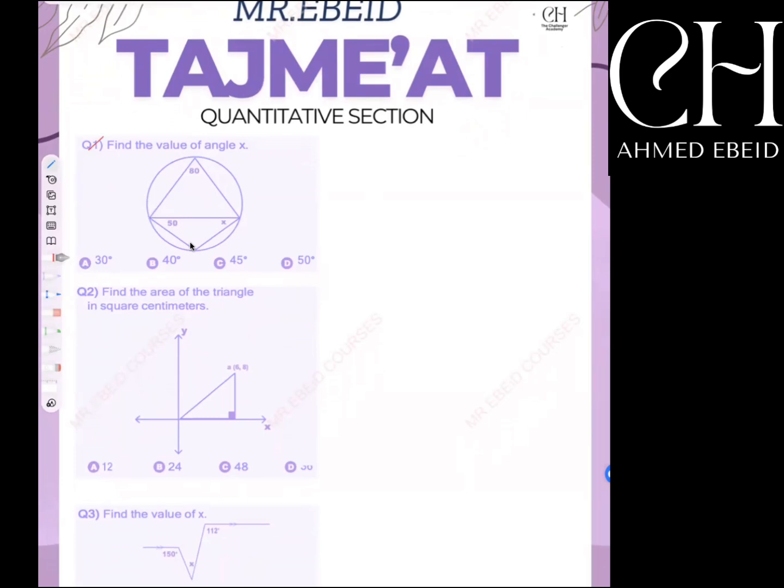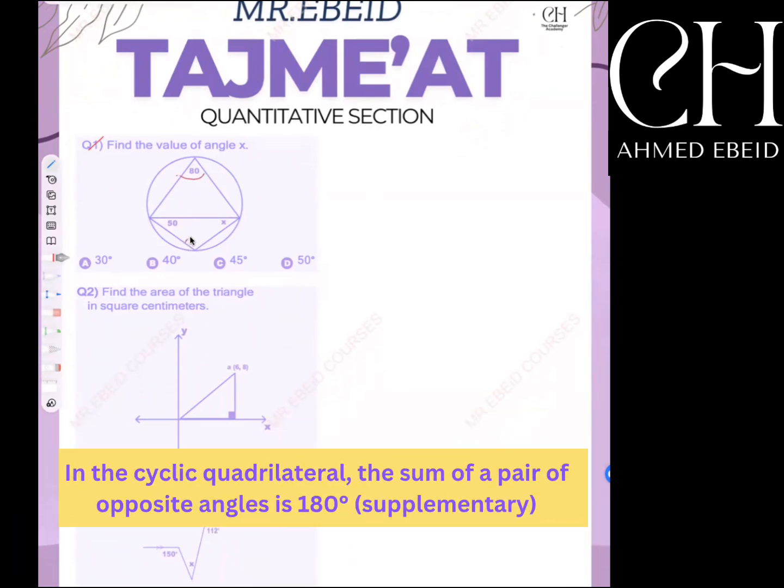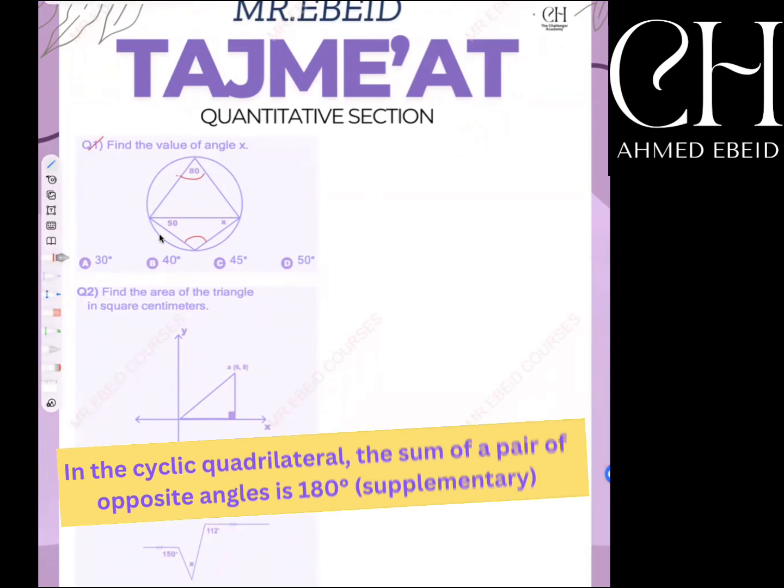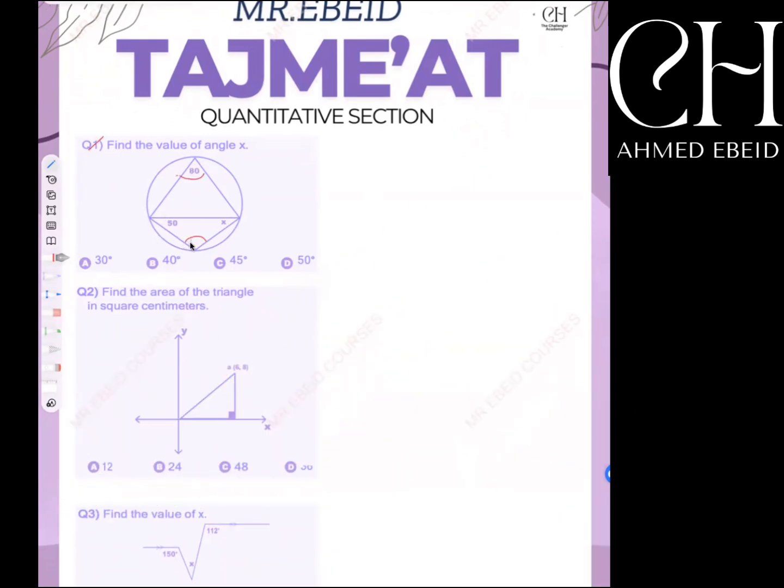This shape inside a circle, its name is cyclic quadrilateral. And one of the properties of the cyclic quadrilateral, each two opposite angles, they are supplementary. What is the meaning of supplementary? Their sum equals 180. So 80 plus 100, it will be 180. So the measure of this angle is 180.